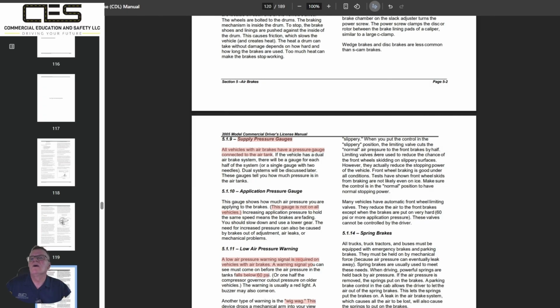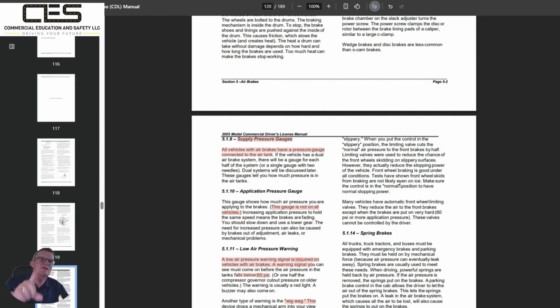Limiting valves were used to reduce the chance of front wheel skidding on slippery surfaces. However, they actually reduce the stopping power of the vehicle. Front wheel braking is good under all conditions. Tests have shown front wheel skids from braking are not likely to occur even on ice. Make sure the control is in the normal position to have normal stopping power.